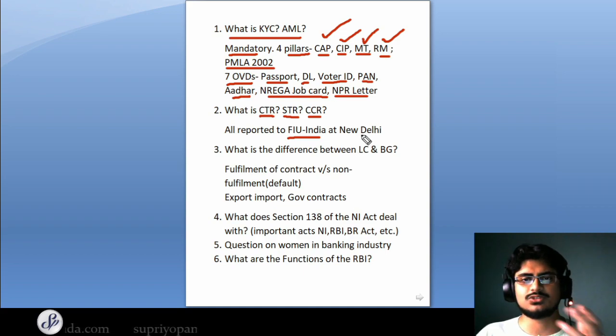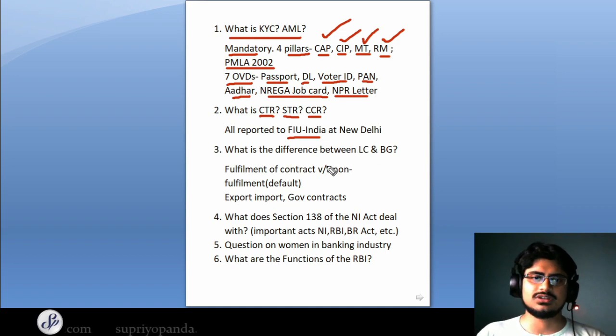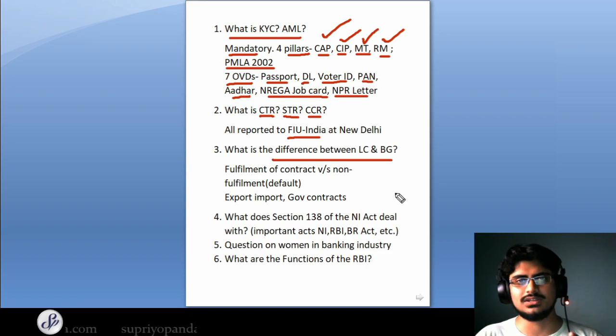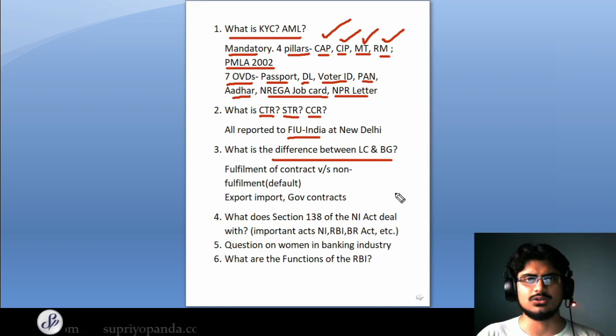Now that's all with this question. Let's move on to the third question, which is the difference between the LC and the BG. LC stands for letter of credit and BG stands for bank guarantee. Both of these things are defined in multiple books and you'll find videos all about it, so I'll not go deep into these things. If you want me to make a video on LC or BG, just let me know in the comments down below and I'll tell you the functionalities and the differences.